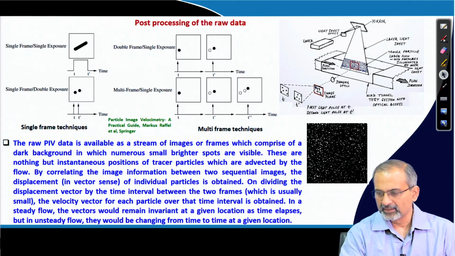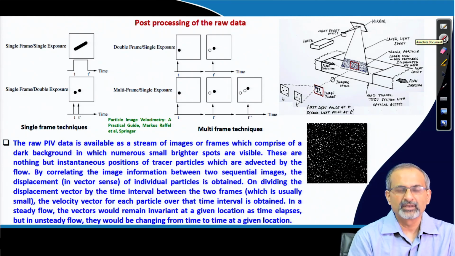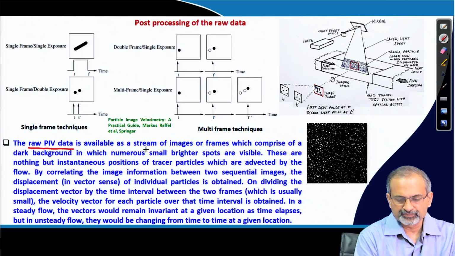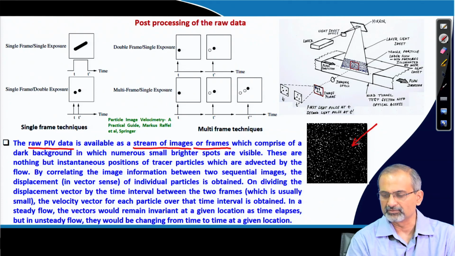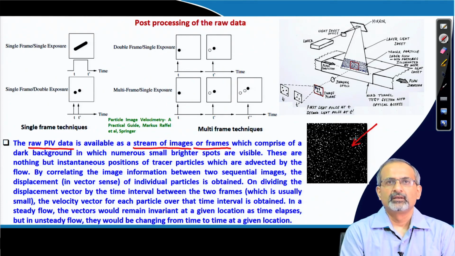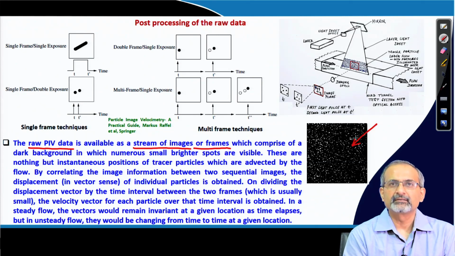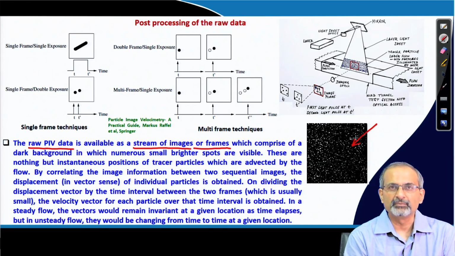Moving on next to post processing of the raw data. So, what do we mean by raw data? Essentially raw PIV data is available as a stream of images or frames which comprise of a dark background in which numerous small brighter spots are visible, like the one you see over here. And again, if you recall, in our earlier discussions we have said that neither should the particle density be too high or too low. A medium density is what is preferred for PIV applications.